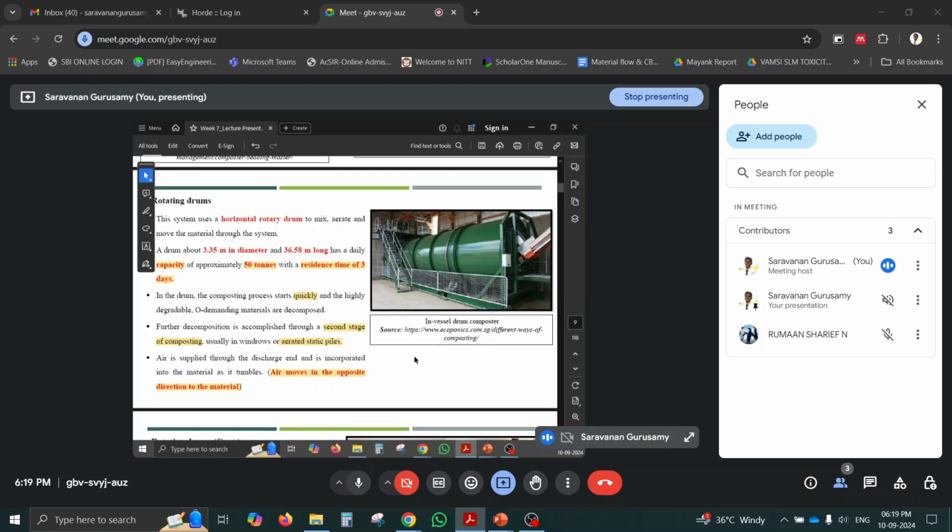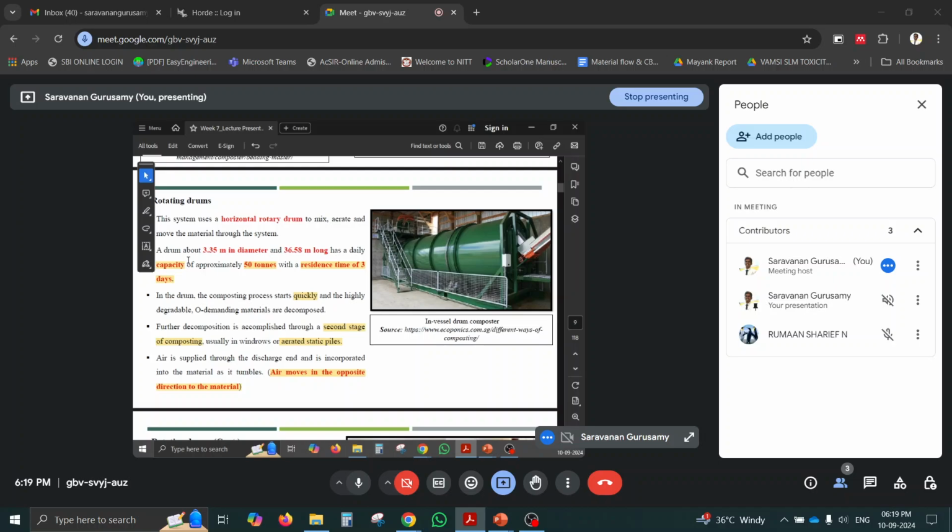You can see it's a horizontal drum having a diameter of around 3.35 meters, a bigger diameter drum, and a length of around 40 meters, 36.58 meters. It will have a daily capacity to handle 50 tons. So 50 tons of waste, sorry, it's a centralized system for the whole municipality. We can collect 50 tons of organic waste, and the residence time is 3 days.